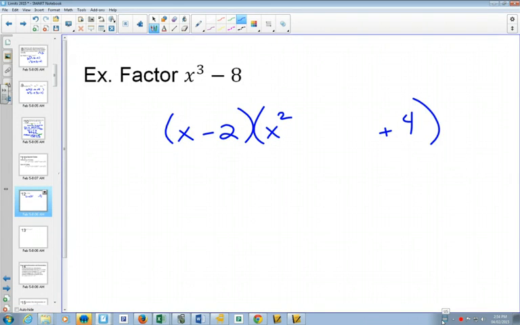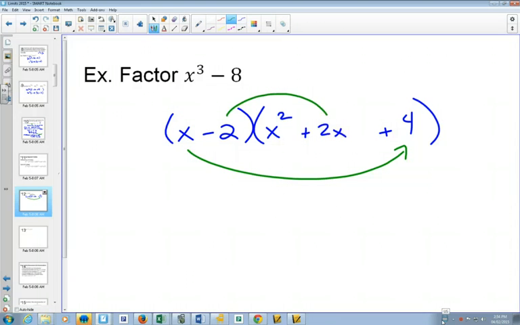And then to figure out what would need to be on the inside, well, I know that when I multiply this one times this one, I'm going to get a plus 4x. So in order to cancel that out, I would need to have a plus 2x so that when this hits that, it'll cancel it out. Can you see that strategy that I just used to figure out what would be left?